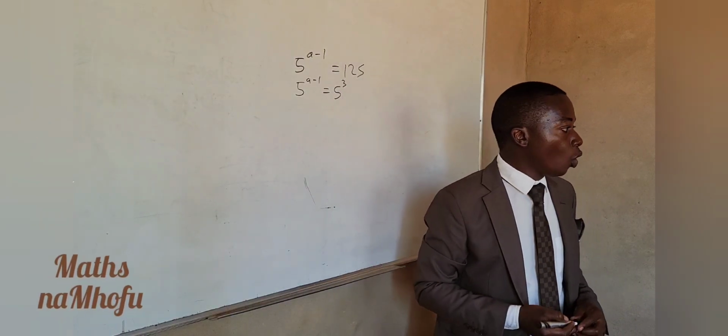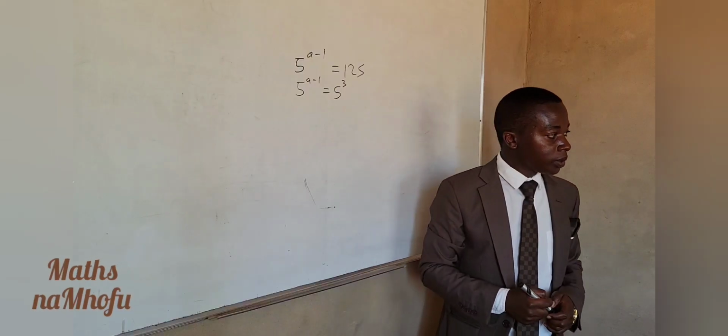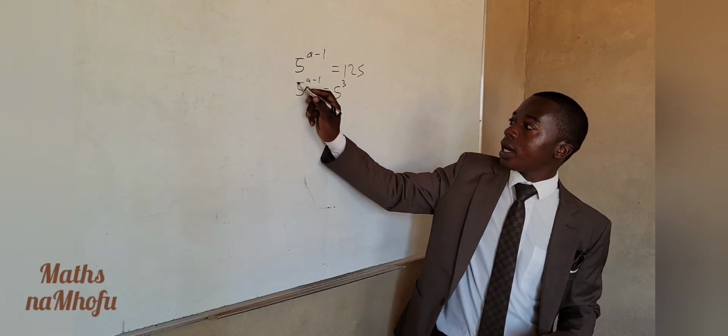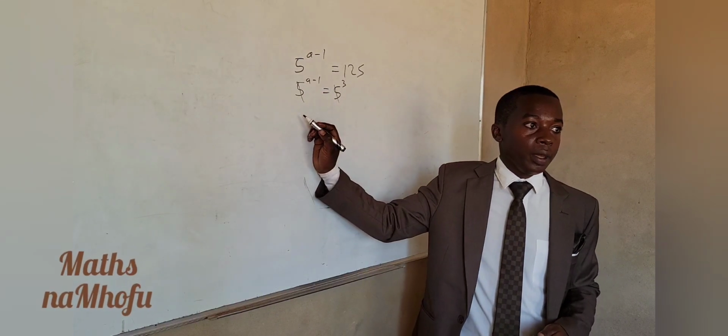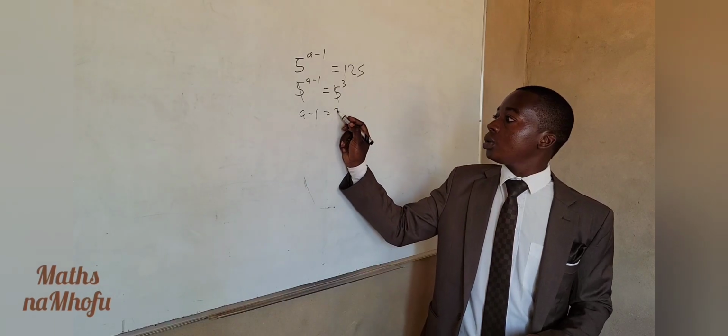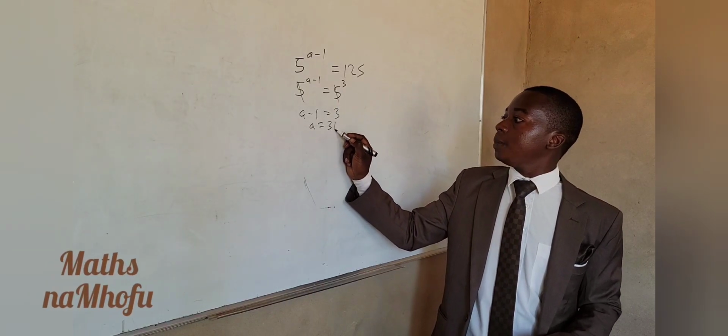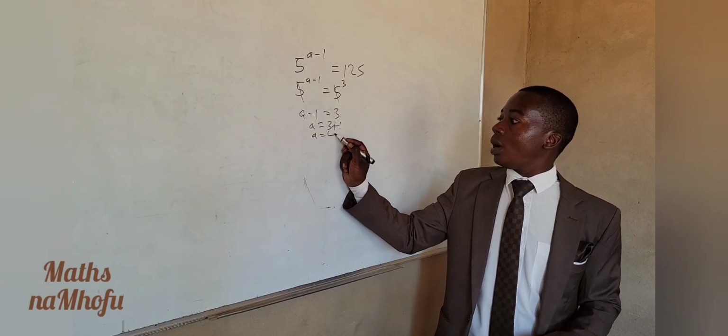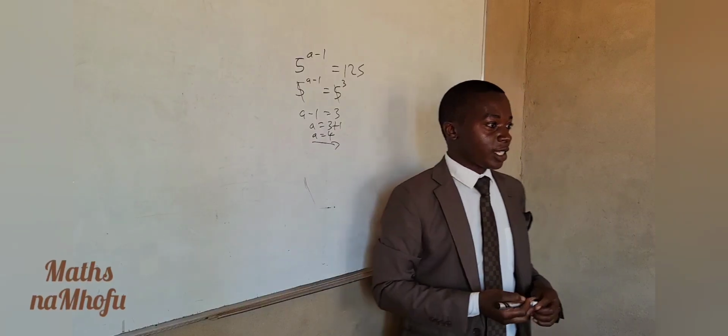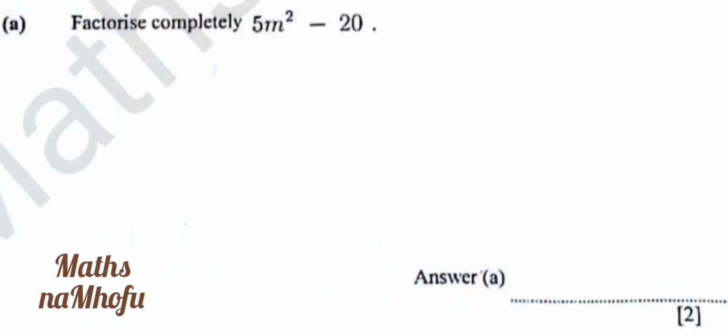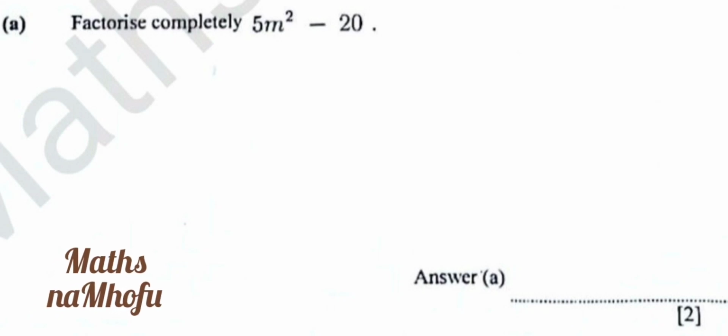And what are we going to do? Yes, we cancel this and that, so we deal with the powers. a minus 1 is equal to 3. a is equal to 3 plus 1. So a is equal to what? 4. This is our answer. Very simple, right? This was supposed to get 1 mark. But hey, 2 marks. Bonus.